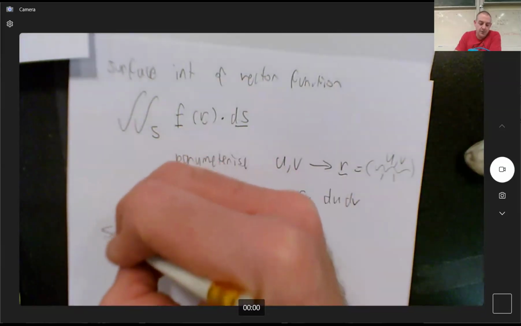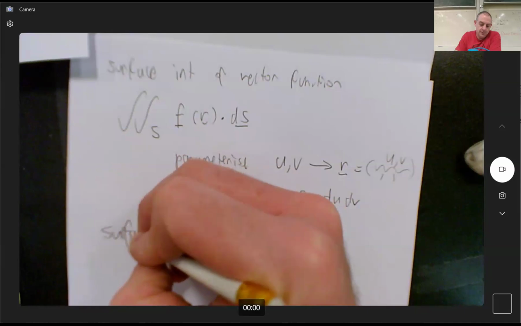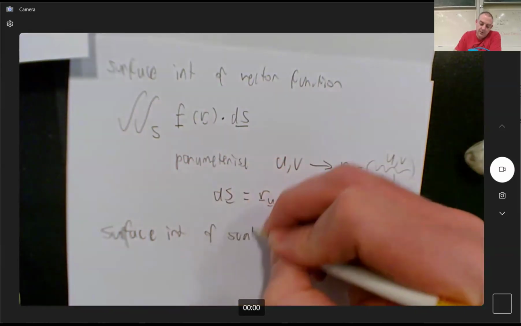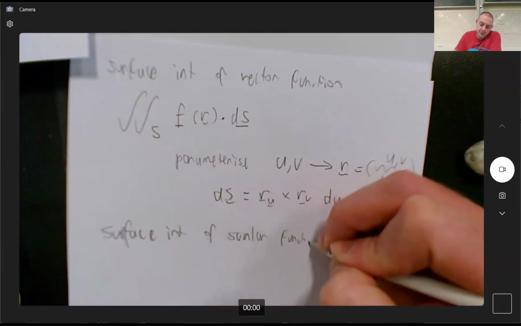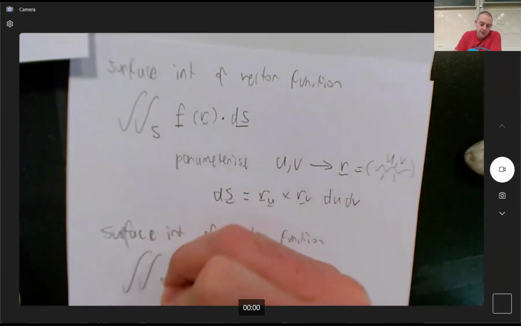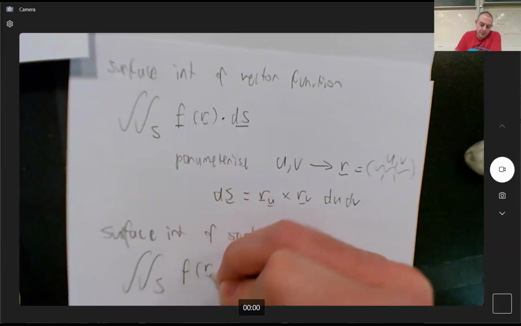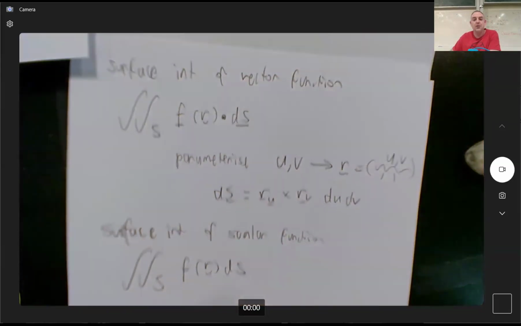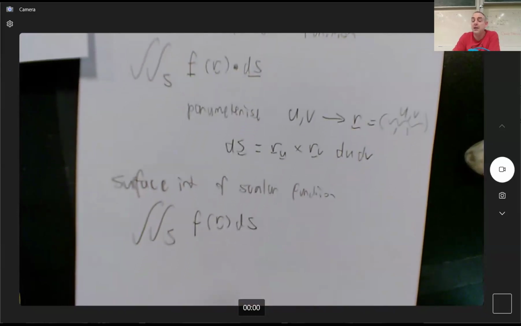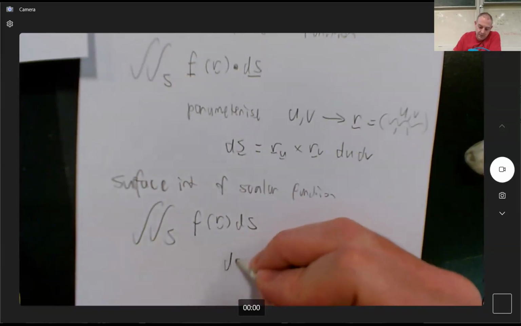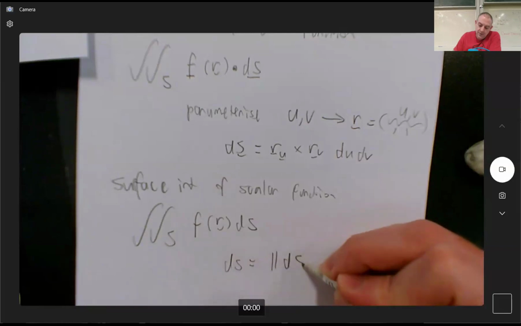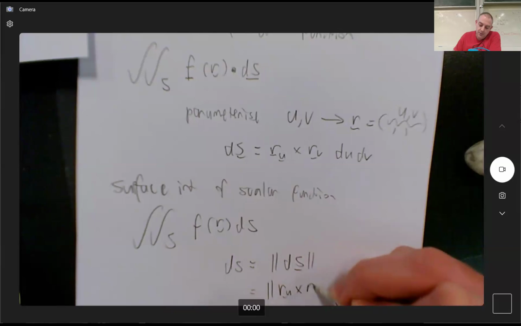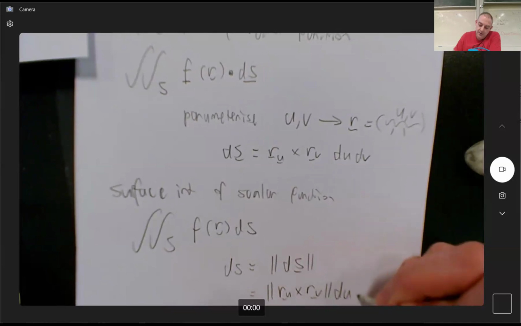Whereas a surface integral of a scalar function, no dot product this time because it's already a number, so you just multiply them together, and your ds is the length of ds, which is the length of r_u cross r_v du dv.